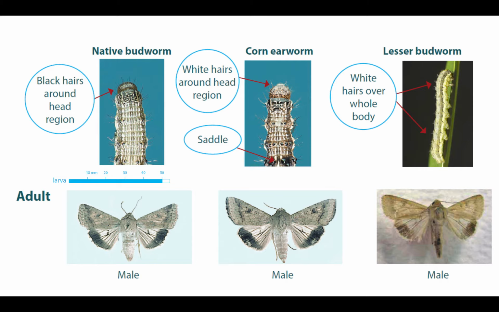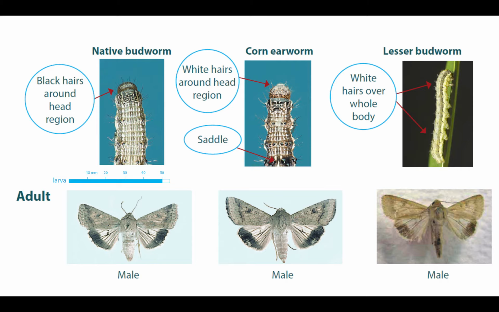Some of you may have heard about native budworm being found in cereals. Sometimes it actually hasn't been native budworm. It's been the lesser budworm, which is covered in white hairs. They all look the same. They all have these longitudinal stripes down their bodies.